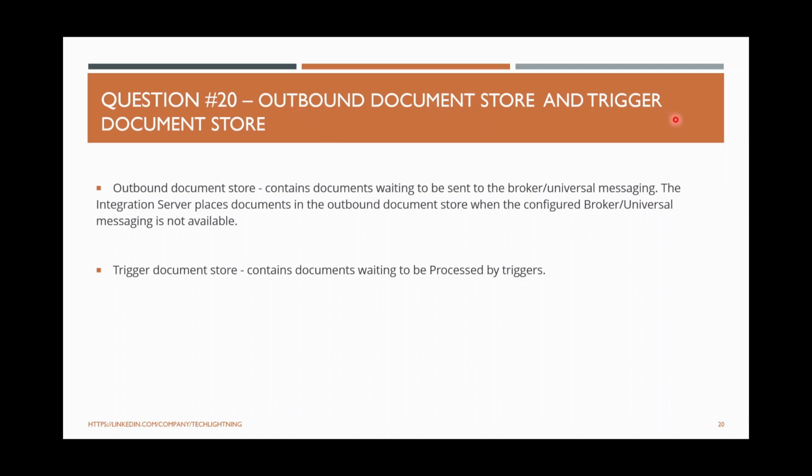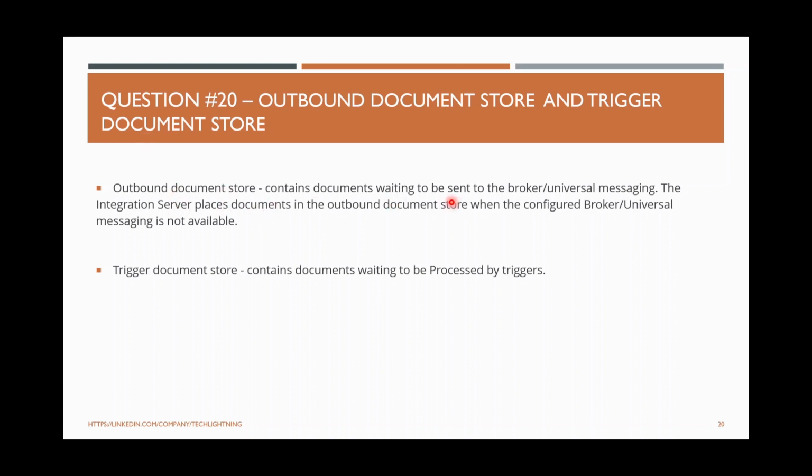Outbound document store and trigger document store. So what are these? Mainly, for example, you have an Integration Server, and from there you want to publish some document to Universal Messaging or a broker. So from the IS, you are publishing a document when Universal Messaging or the broker is not available. Then where will the document go? It has to be stored somewhere, right? So that is what this outbound document store is.